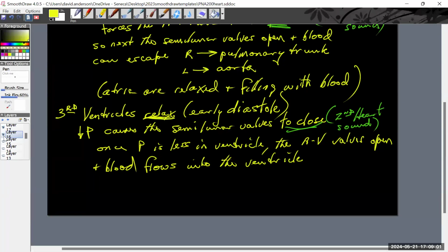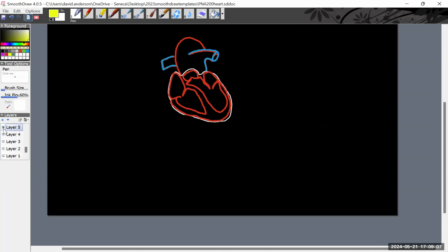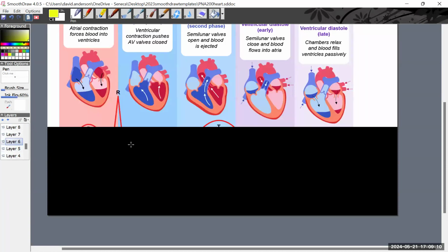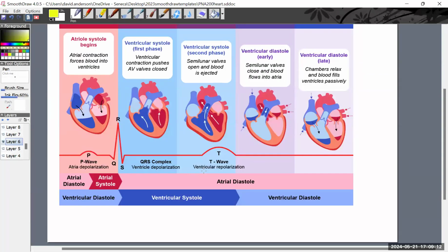So we can look at this. There's another summary of this here. Okay. So if we look at our ventricular systole here, let's start here. Ventricular contraction pushes the AV valves closed. Okay. And in the second phase, semilunar valves will open and the blood gets ejected. Semilunar valves are going to close once contraction stops, early diastole.